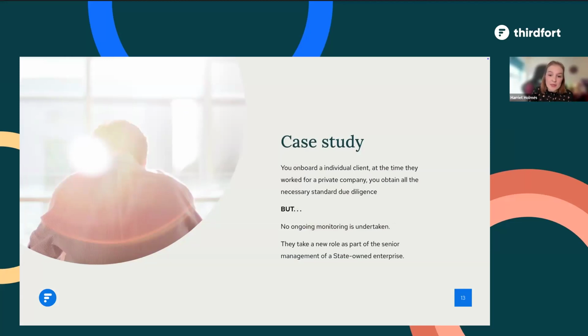So this example is you've got a client, you onboarded them. At the time that you were onboarding them, they worked at a private company, and that didn't elevate the risk. You obtained all the necessary due diligence to meet the standard due diligence line that was set, but you didn't undertake ongoing monitoring. They take on a new role, and that role is at a state-owned entity, and they're in a senior management position at that entity, fairly high up in the chain.